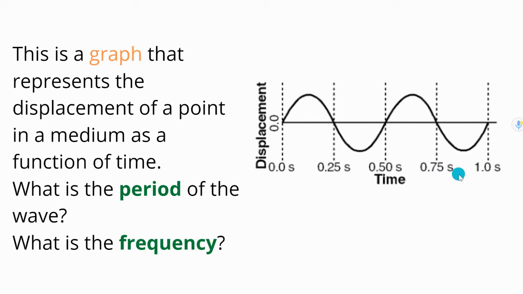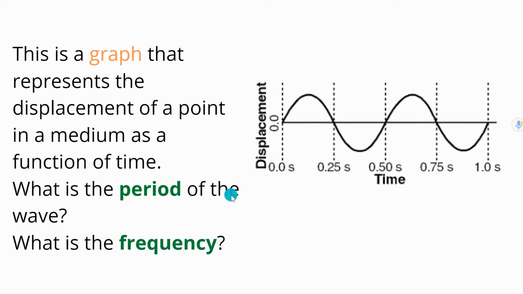So let's use that idea to help us determine the period and frequency of a graph here. This is a graph that represents the displacement of a point in a medium as a function of time. So let's say it's a cork on an ocean and the waves are moving through it, and the cork is going to be displaced upward to the full amplitude and then downward all the way to the bottom as the wave moves to the left and then back to its original position. So it'll have gone through an entire cycle in a half second, 0.5 seconds.